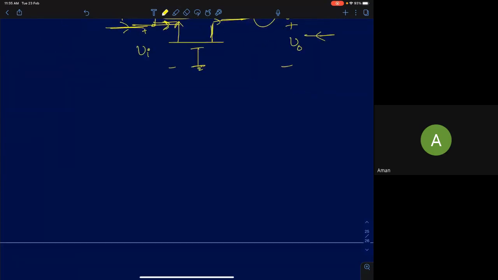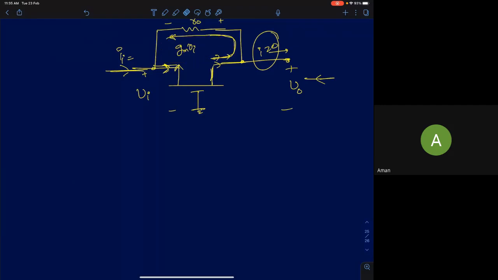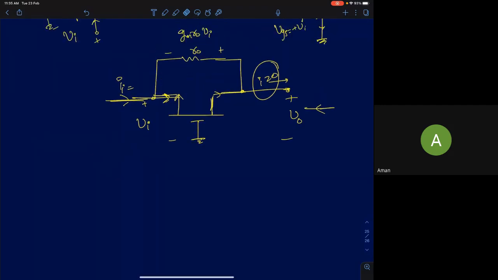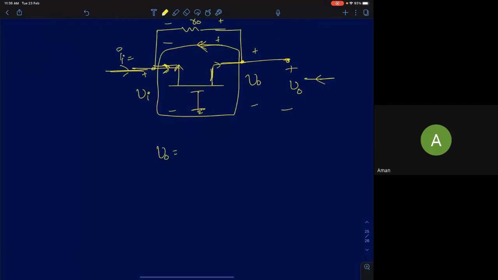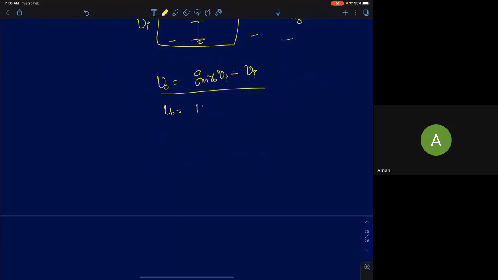See, now I will redraw the circuit in a little bit different way. So I think this should be fine now. You are supposed to find out the output voltage V0. That's the voltage at this point to AC ground. Can you tell me what is the output voltage? You know this voltage plus you know this voltage. So can I apply Kirchhoff's voltage law in this loop? So there is a loop here. So this voltage plus this voltage plus this voltage, sum of the three voltages. So you will get a condition V0 equals Gm R0 Vi plus Vi. So therefore your V0 equals (1 plus Gm R0) into Vi.